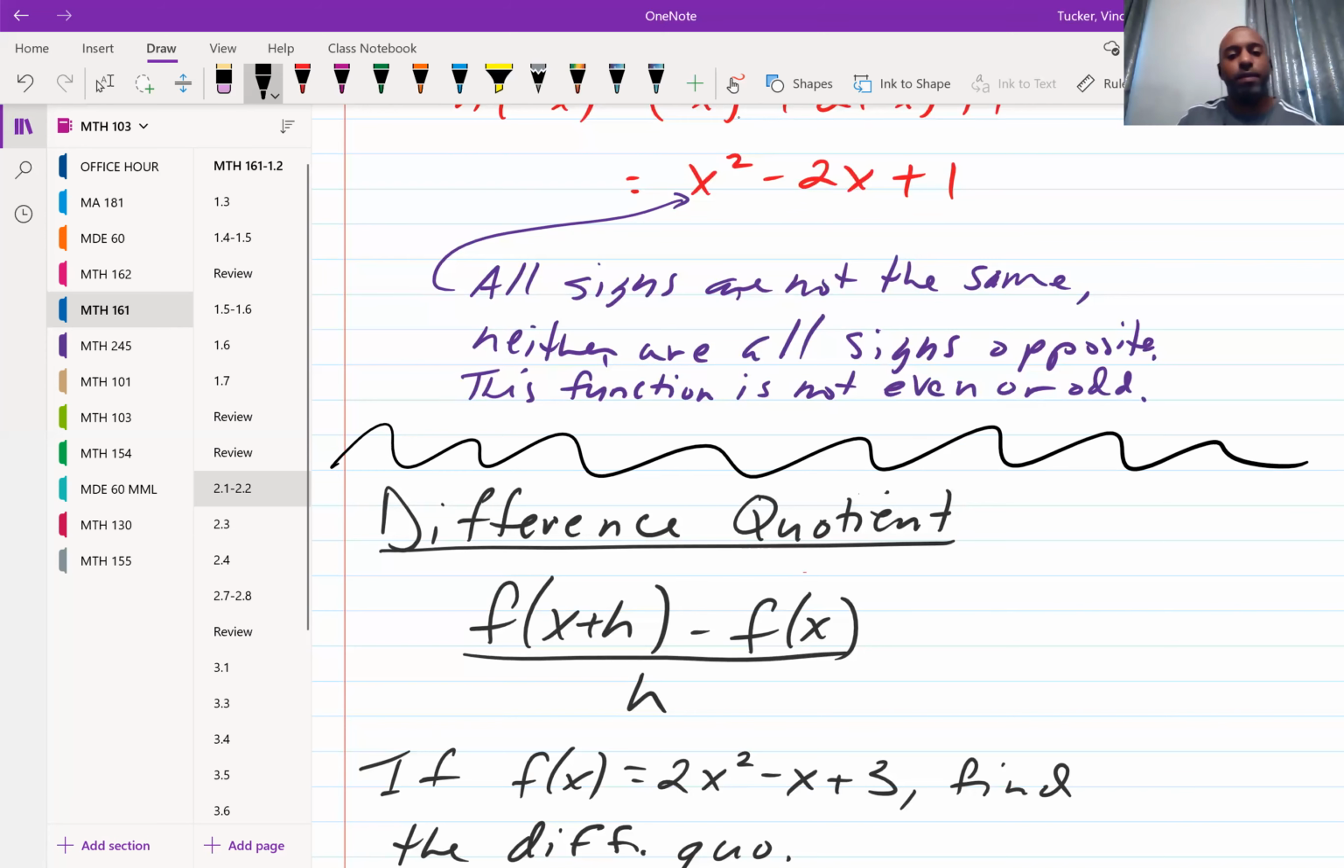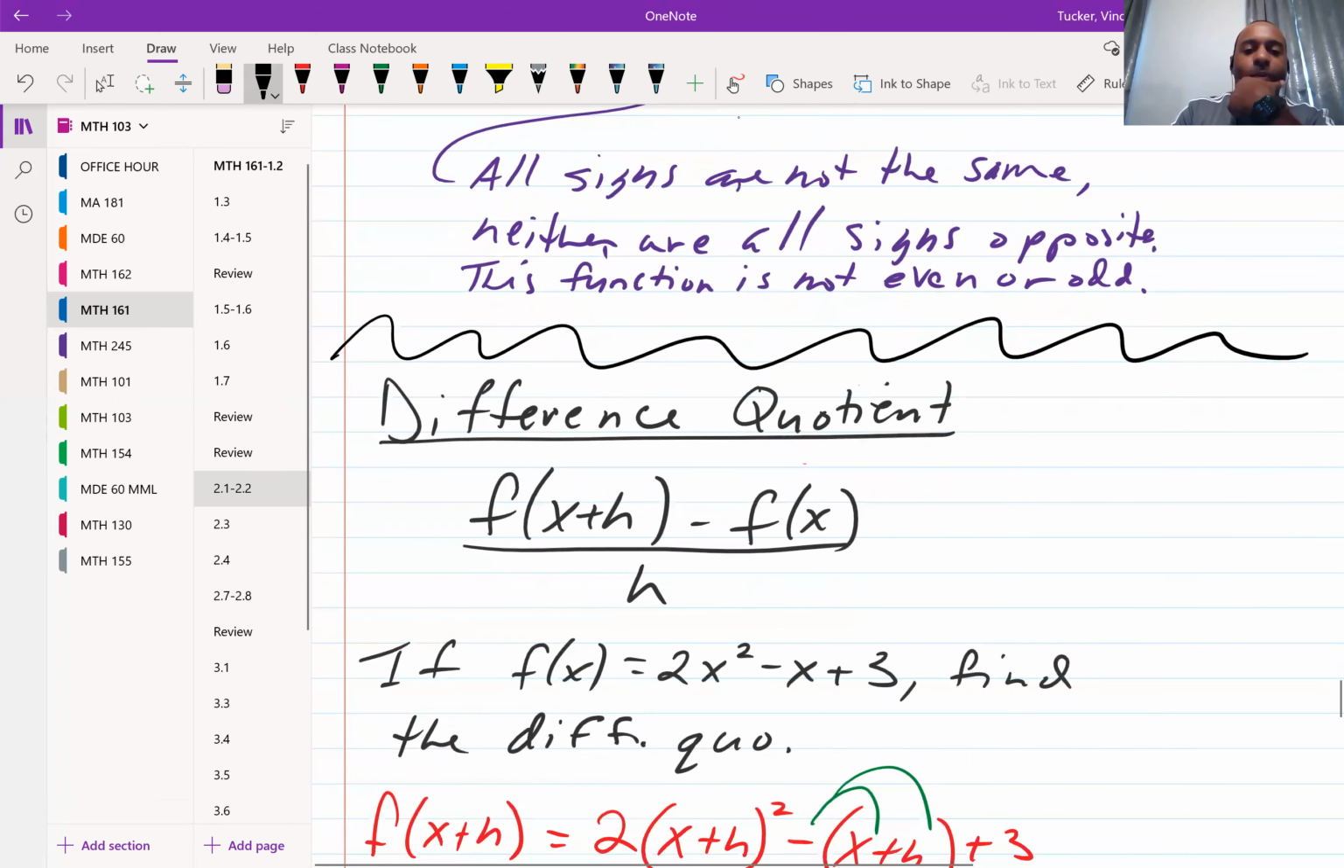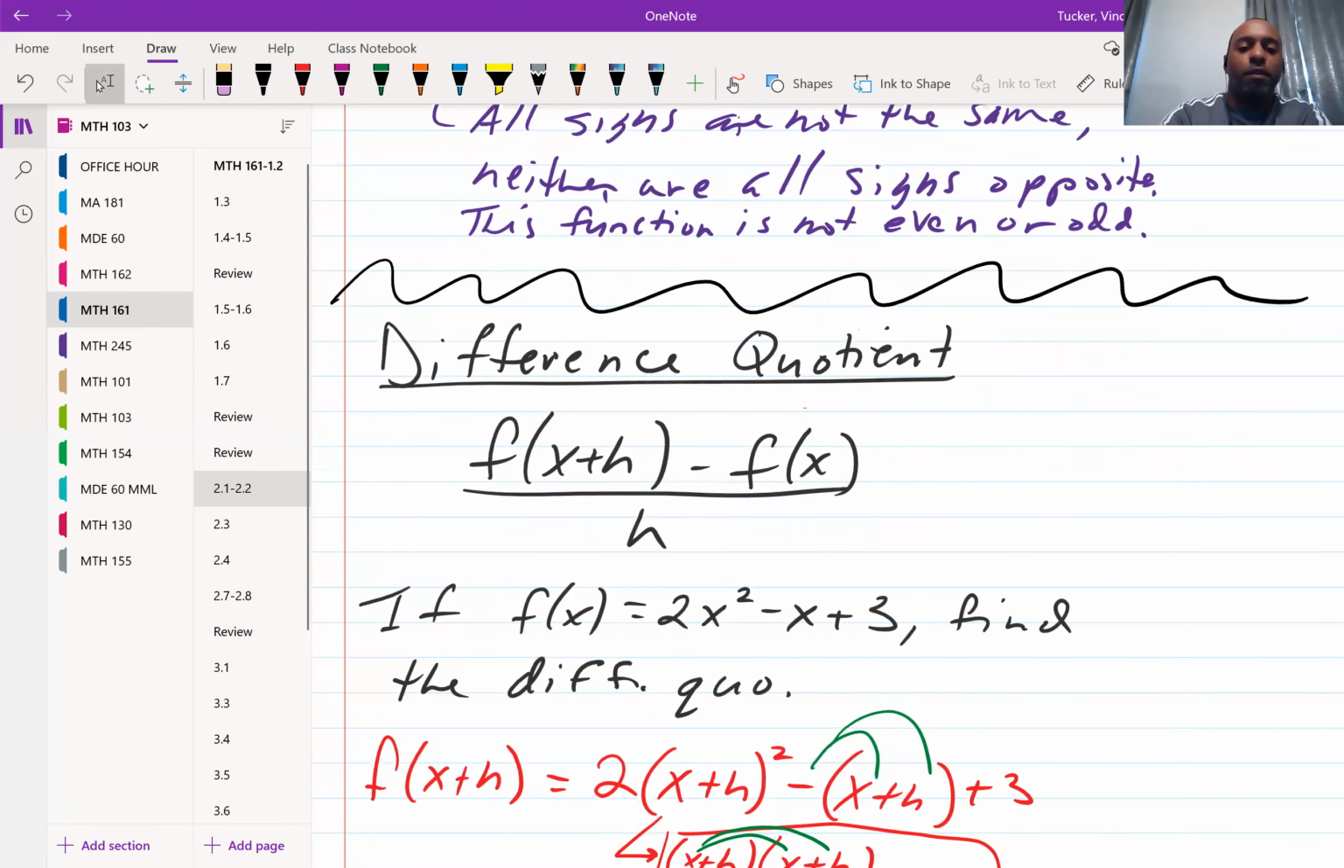Something that we'll use to find the slope of the line that's tangent to a curve and all the good stuff like that. So it says, if f of x equals 2x squared minus x plus 3, find the difference quotient.